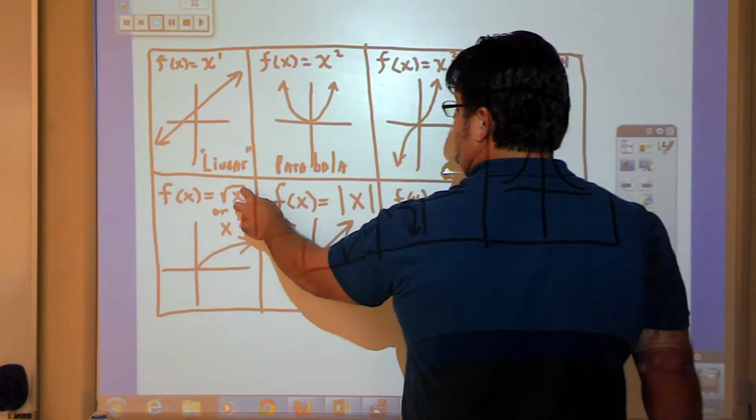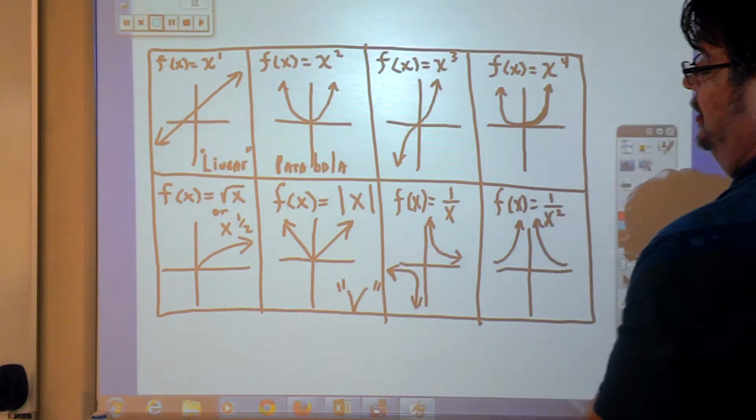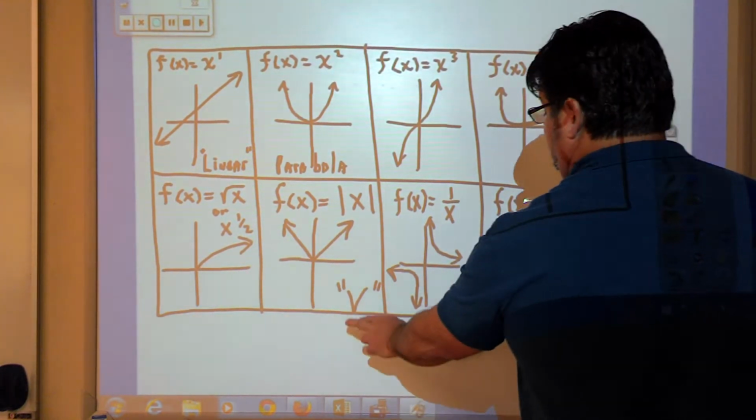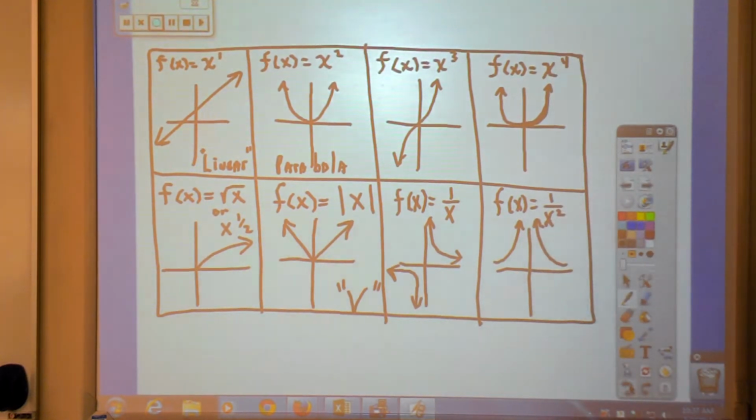Square root function, or x to the 1/2, is going to be like a swoosh. Absolute value, V, and then these two, you're going to see them later on. You can actually Google parent graphs and print out a good rendition of this. So, let's go back to our question.